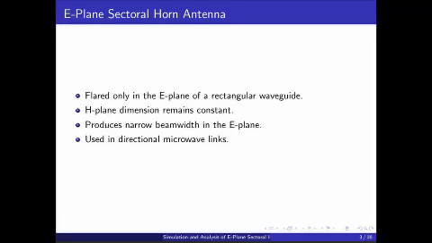E-plane sectoral horn antenna. Now specifically coming to the E-plane sectoral horn antenna. In this antenna, the horn is flared only in the E-plane of the rectangular waveguide. The dimension in the H-plane remains constant. Because of this structure, the beam becomes narrow in the E-plane and comparatively wider in the H-plane. This type of horn is used when directional radiation is required mainly in one plane. Typical applications are point-to-point microwave links, feed antennas for reflectors.